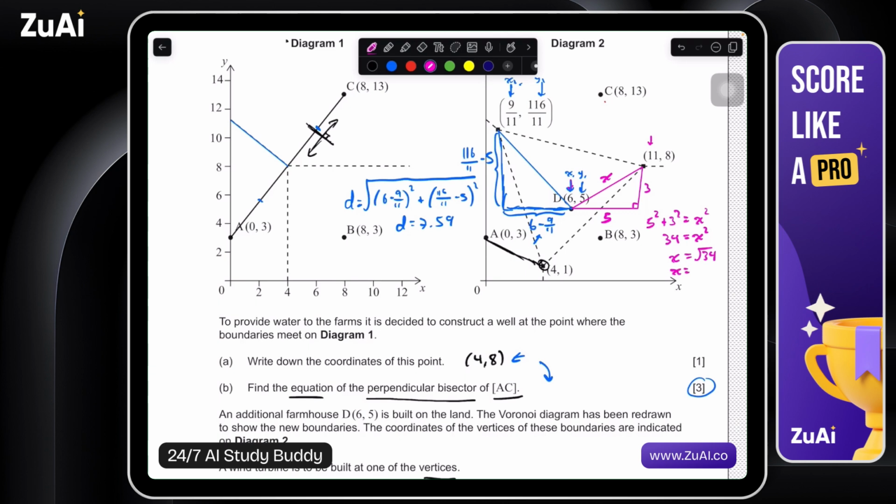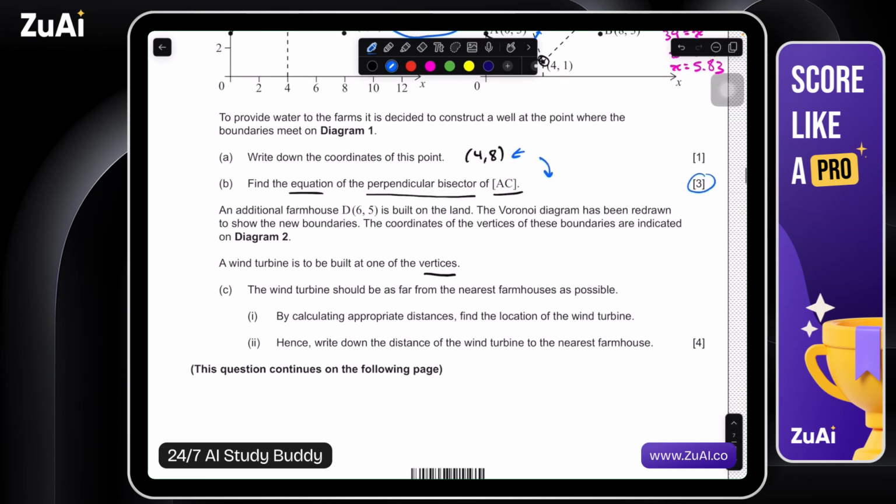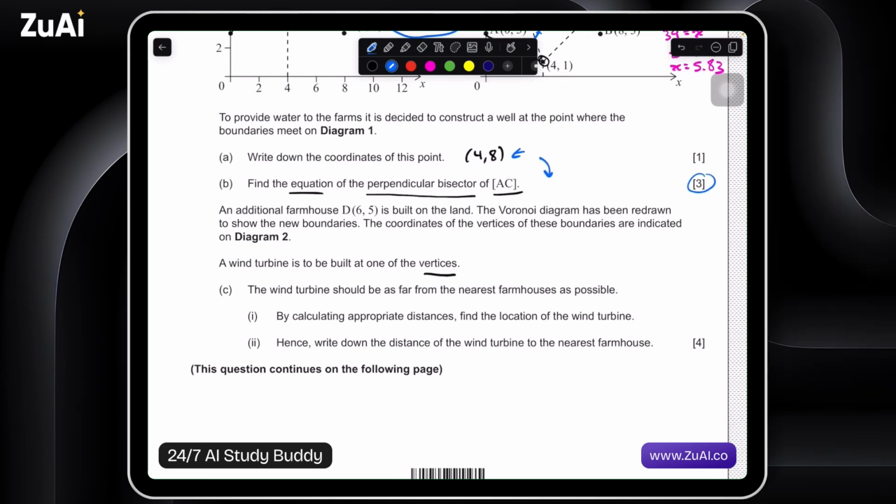Let's convert this to a decimal, and this itself is equal to 583. So comparing these, this is the one that would be furthest away, and it suggests that we should build our turbine right at this location, right here. Wind turbines should be as far from the nearest farmhouse as possible. By calculating appropriate distances, find the location of the wind turbine.